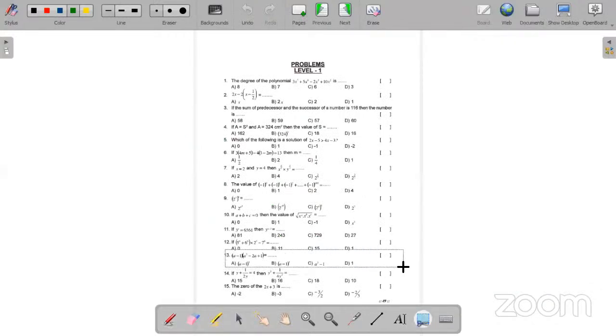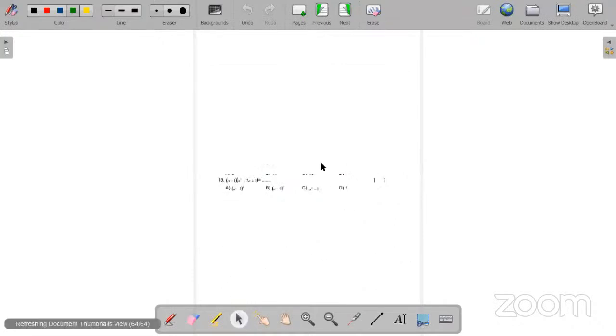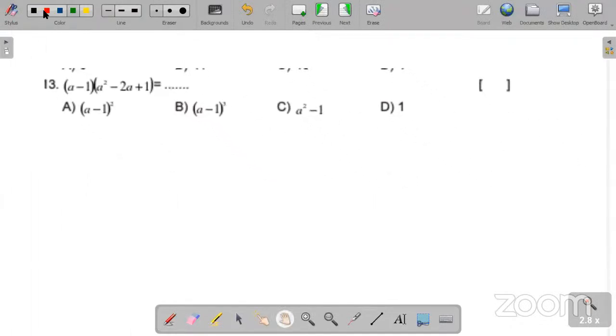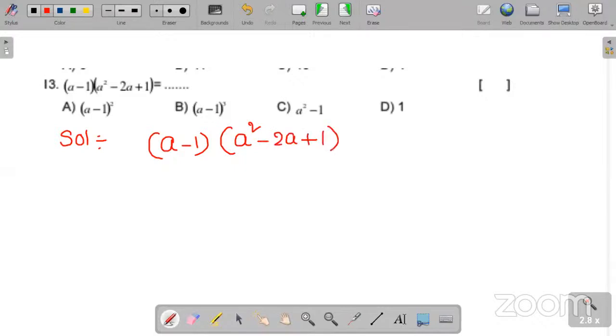13th problem. So let us do this problem now. See, my dear students, the problem is a minus 1 multiplied with a square minus 2a plus 1. First option is a minus 1 whole square. Second option is a minus 1 whole square. Third option a square minus 1. So don't get confused, my dear students.